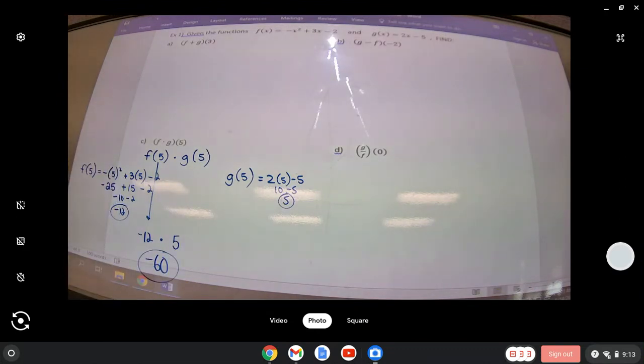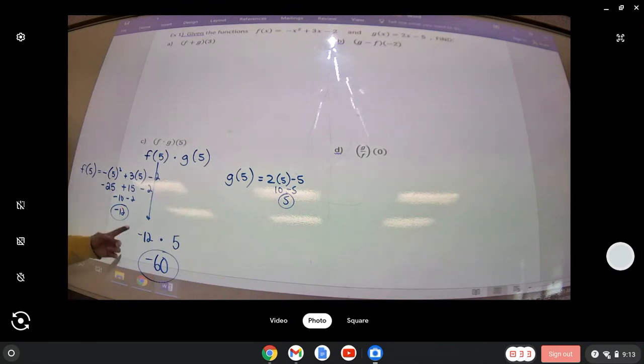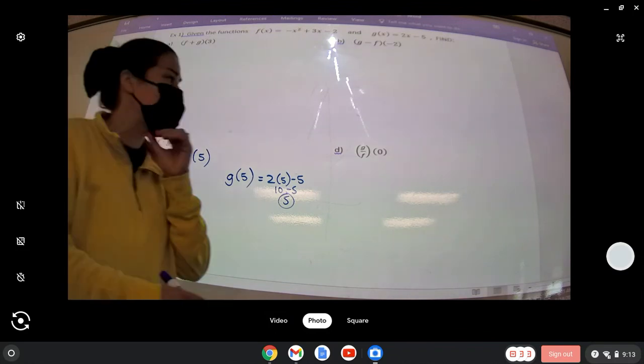I ended up getting negative 12 when I plugged 5 into f, and I ended up getting 5 when I plugged 5 into g. So that ended up me taking negative 12 and multiplying it with 5, and I got negative 60. Everybody good with that one? All right, why don't you guys try this one?